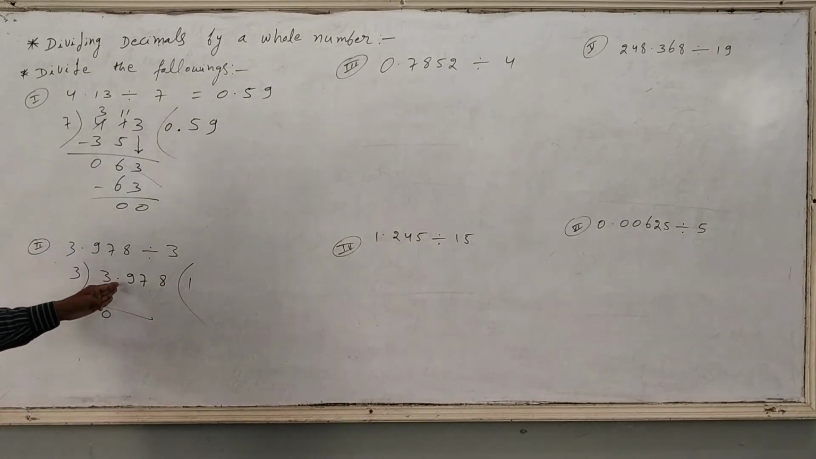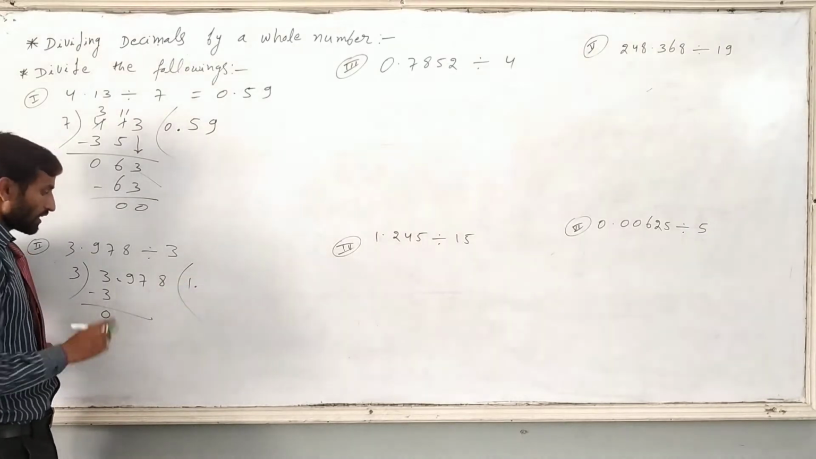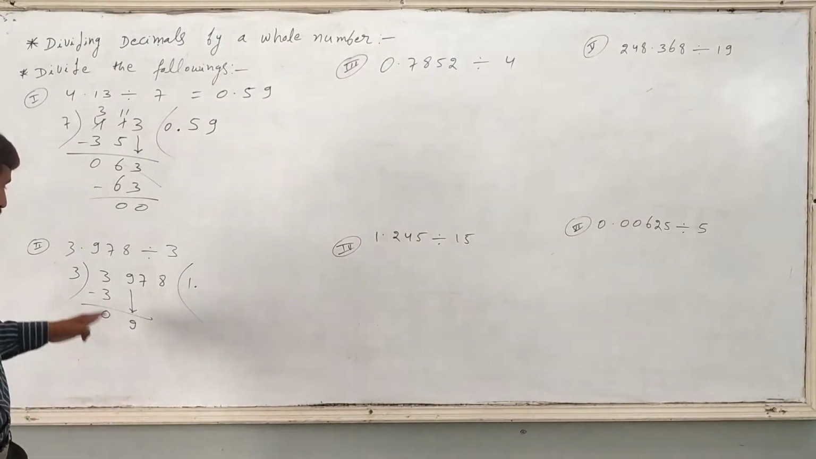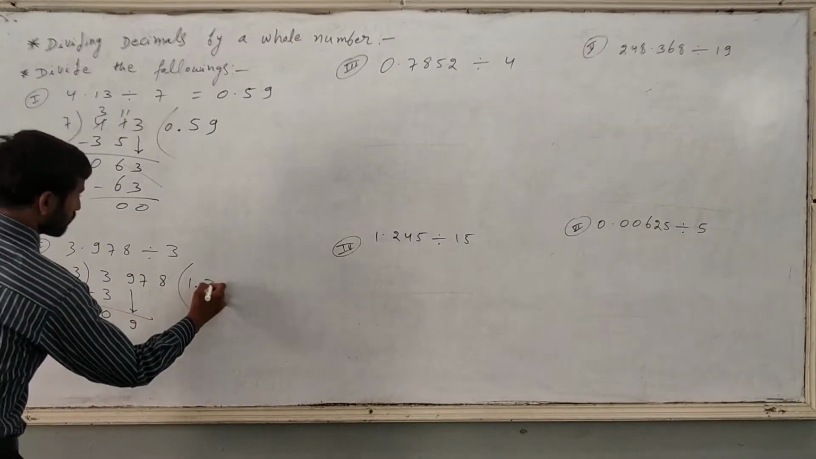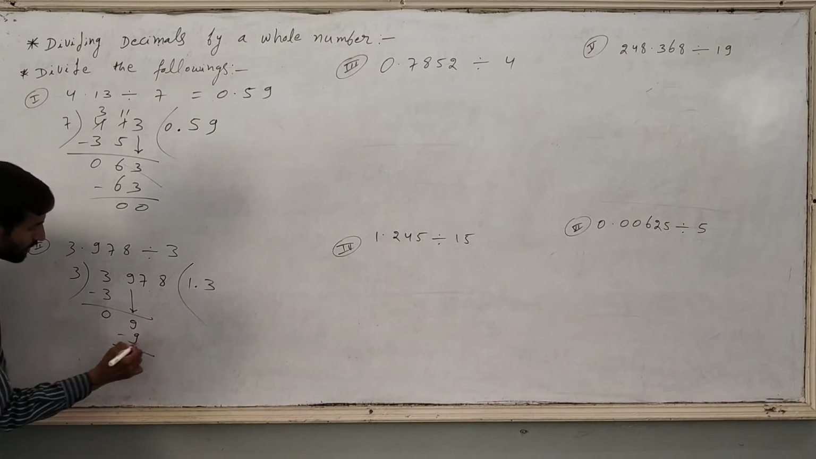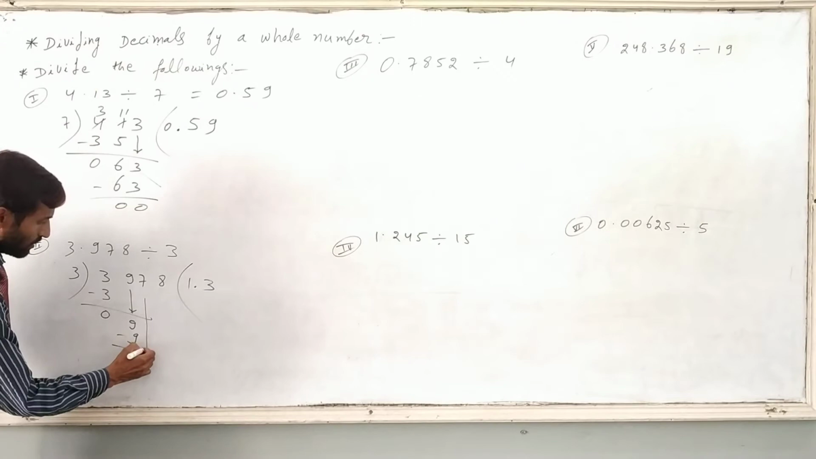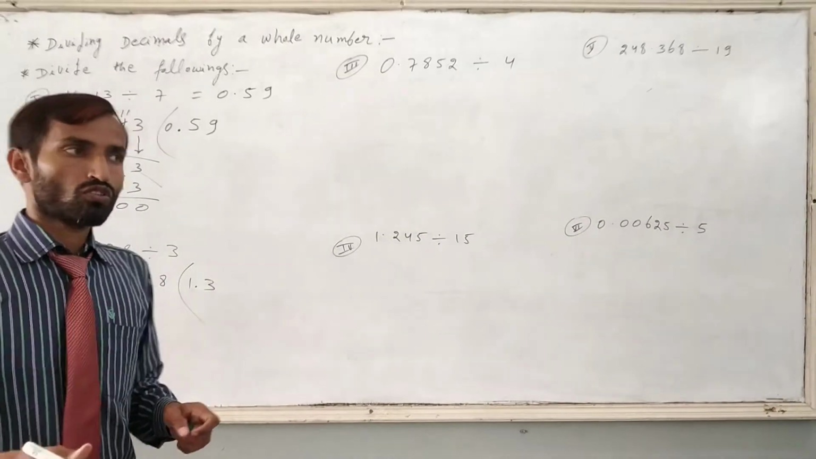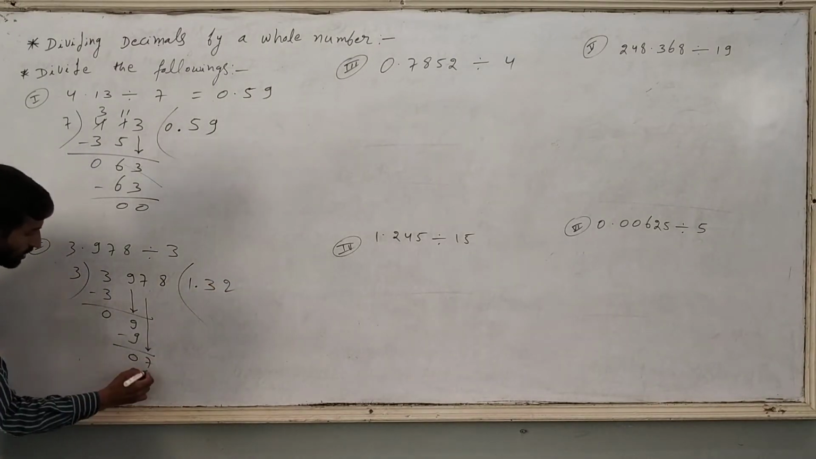Then the point is there, so just remove this point. After 1, the point will come in the quotient. Then we can bring down 9, one digit. Now we can divide 9 by 3. 3 threes are 9. Then subtract, 9 minus 9 is 0. Then write down 7. Again we have to divide 7 by 3. So 2 we can divide. Just put 2 here. 3 twos are 6.